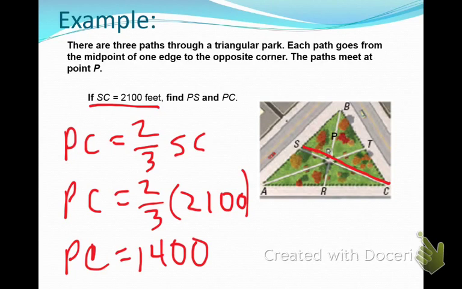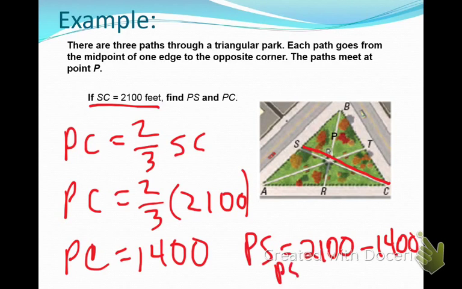And if PC is 1,400, PS equals what? PS would equal 2,100 minus PC, right? Minus 1,400. So PS equals 700. Questions? All right.